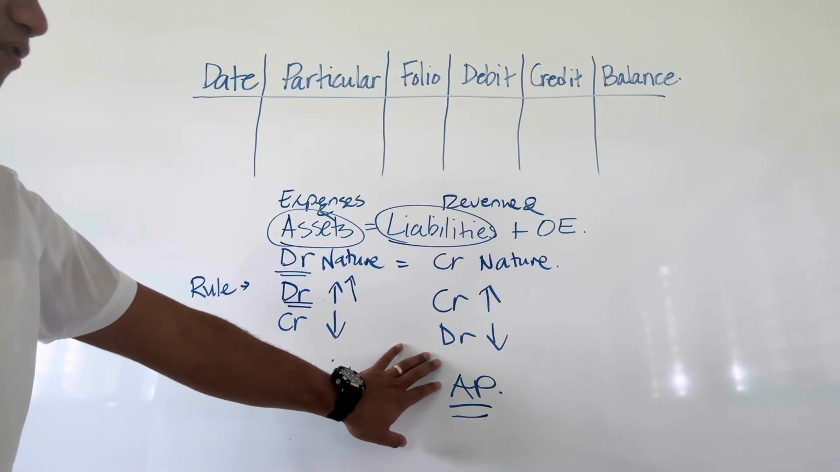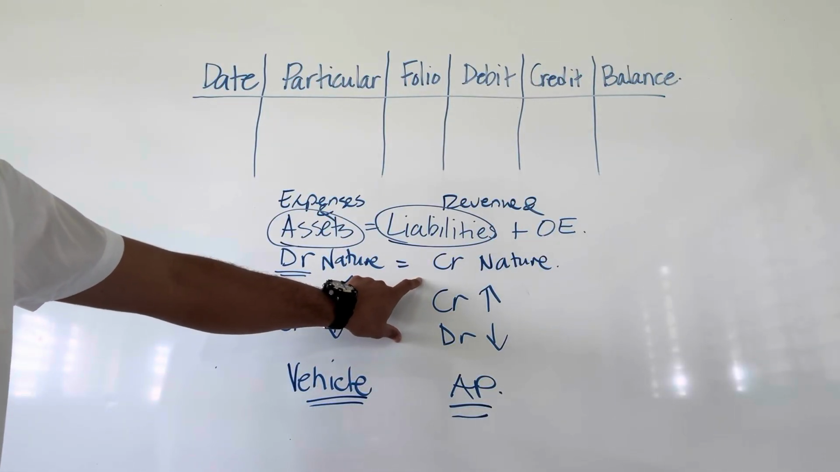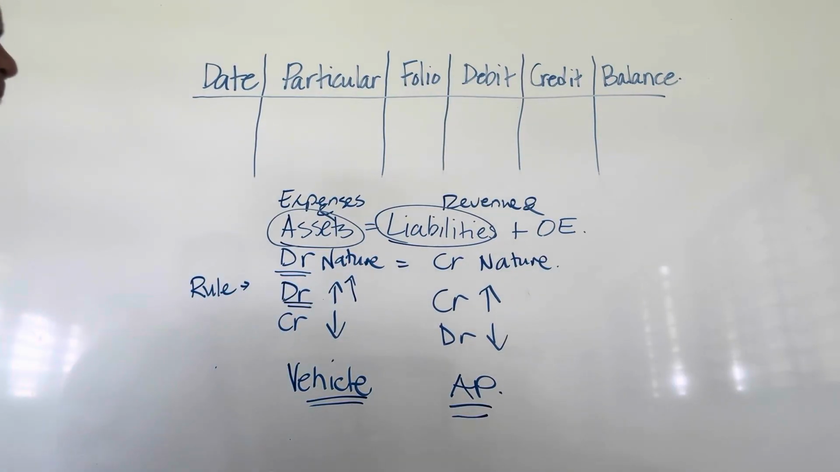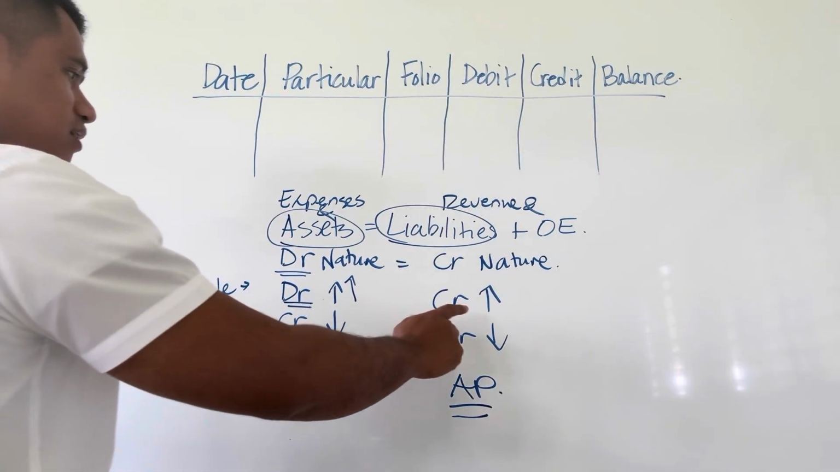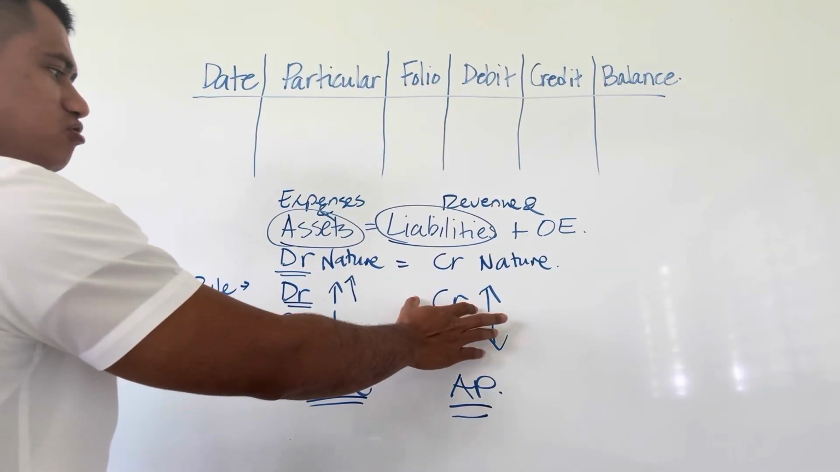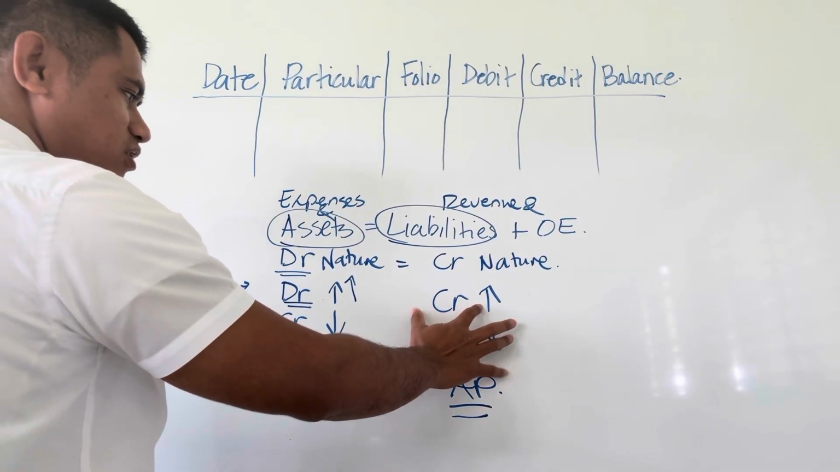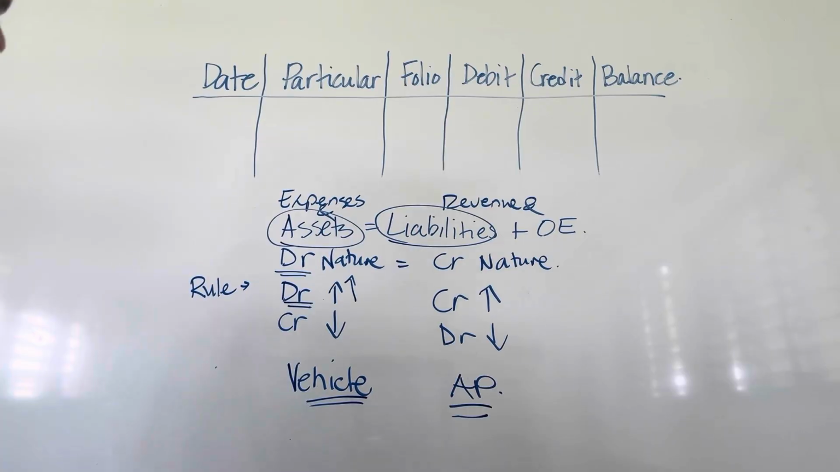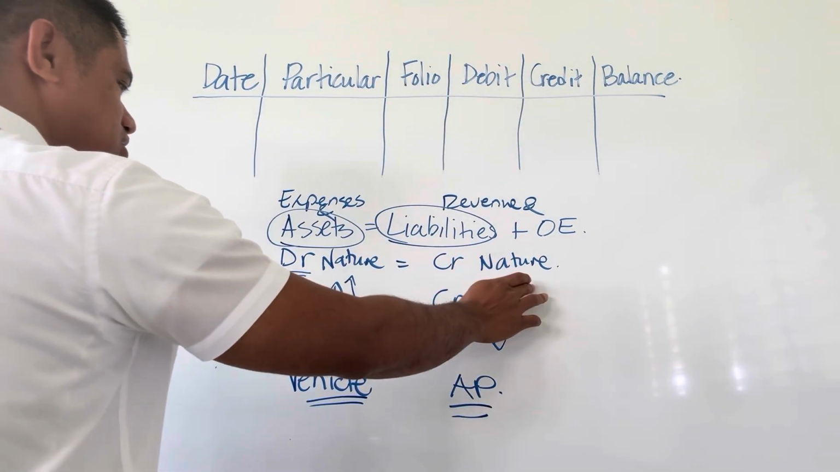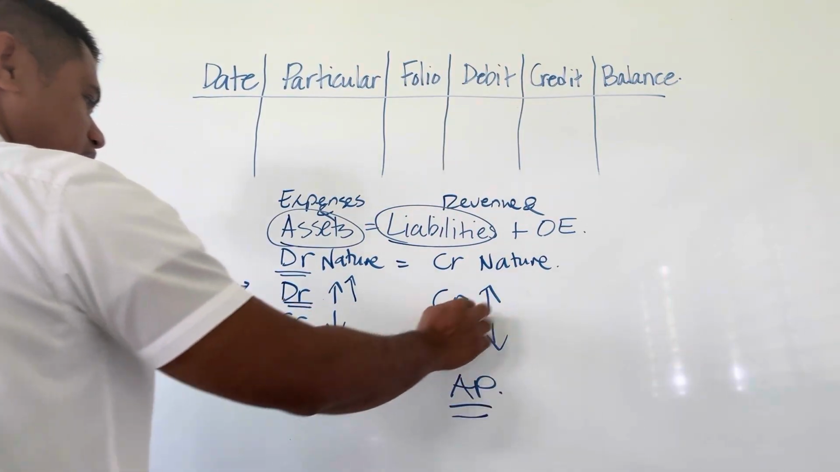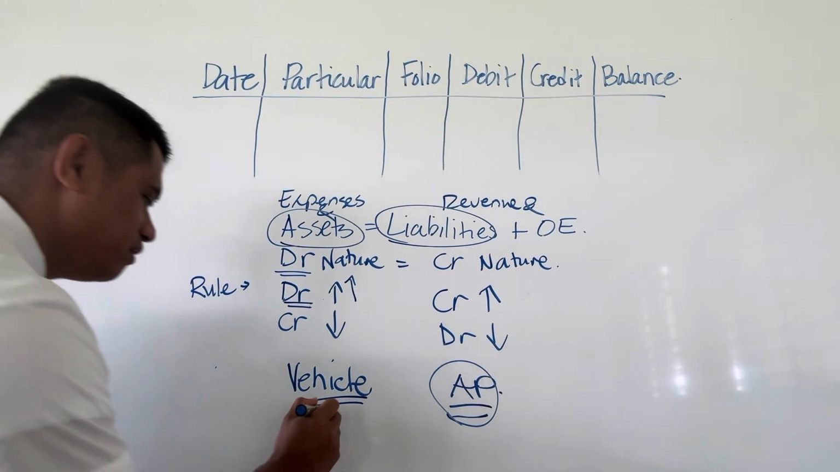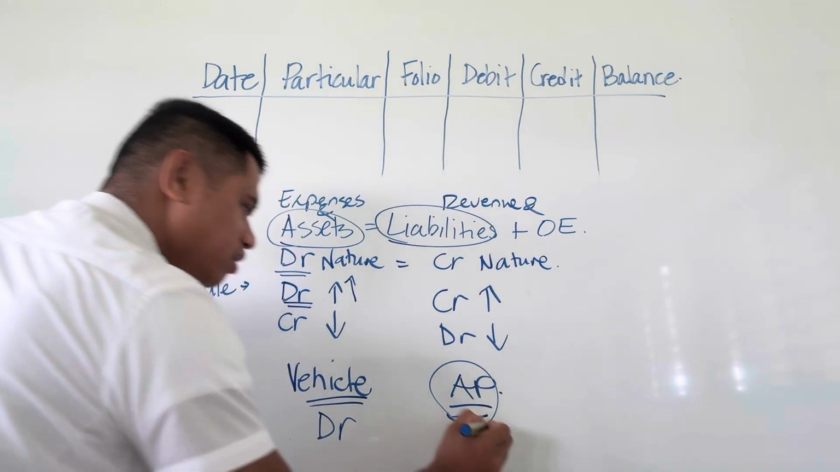Accounts payable, so therefore we increase accounts payable. For all credit nature accounts, it's the credit that increases. So if it's increasing accounts payable, it's on a credit to increase. We credit accounts payable. So debit vehicle and credit accounts payable.